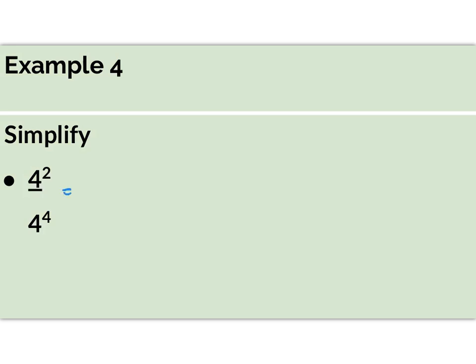So 4 squared over 4 to the 4th, 4 to the 2 minus 4 gives us 4 to the -2, which is 1 over 4 squared, which gives us 1 over 16. Okay. Those are our examples.